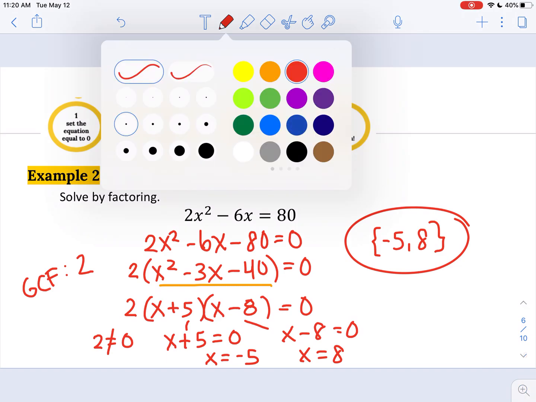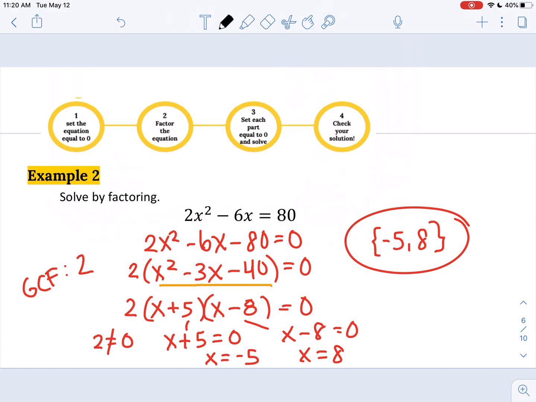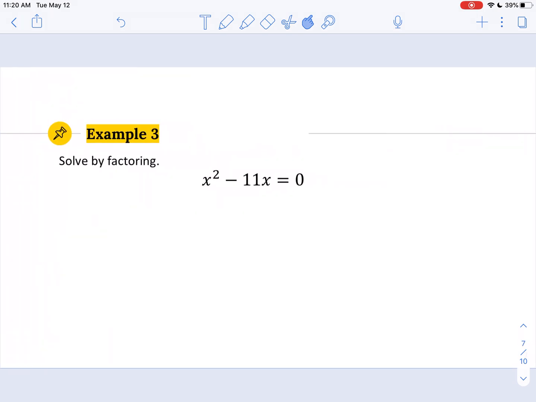Now in my head, if you need that visual, this means that this quadratic function is hitting at negative 5 and positive 8. Okay, those are my roots on the x-axis. Beautiful. Let's move on to example number 3.